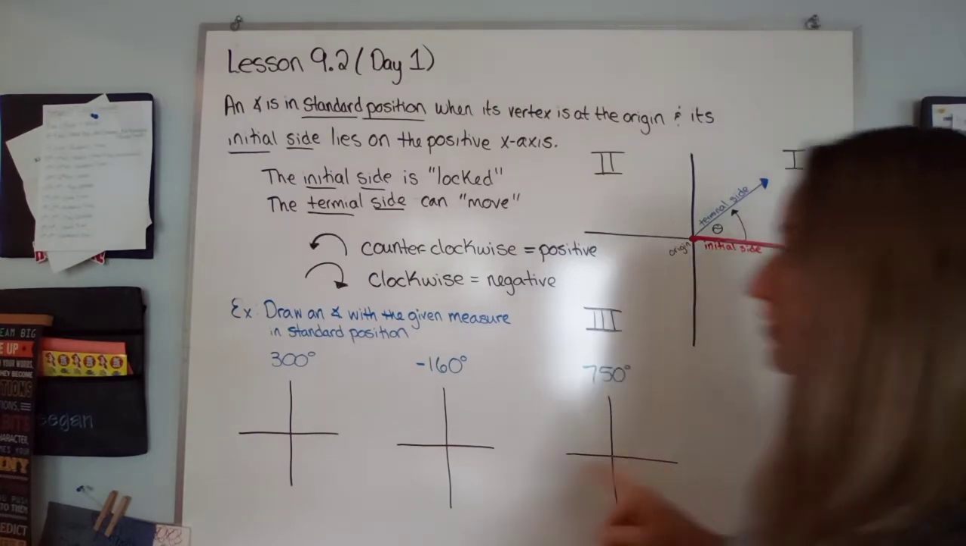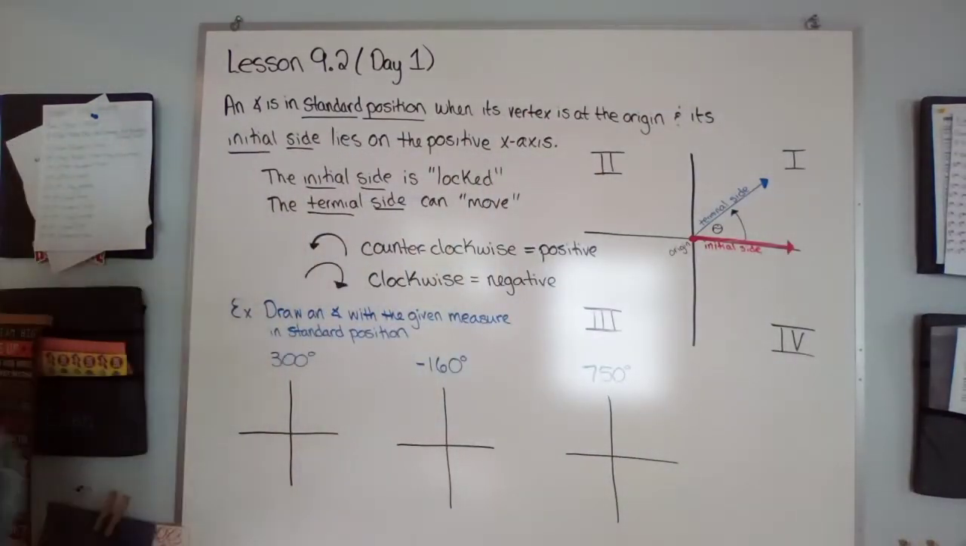All right. So the first example we're going to look at today is we're going to sketch an angle with the given measurement in standard position. So this is to practice knowing that your vertex has to be at the origin. The initial side is locked to the positive x-axis. And then knowing negative versus positive, which direction does my terminal side go, all right?